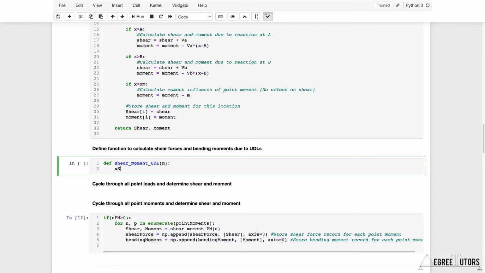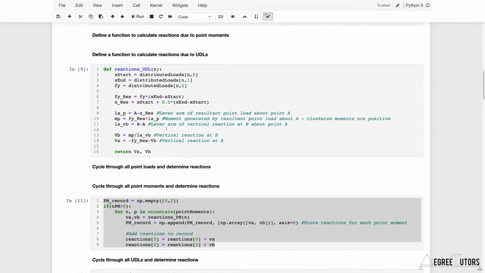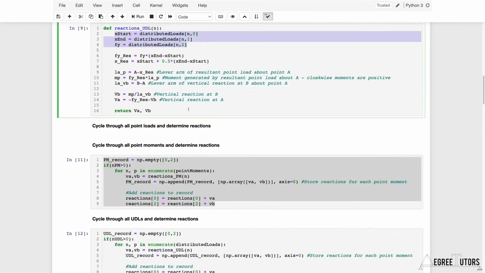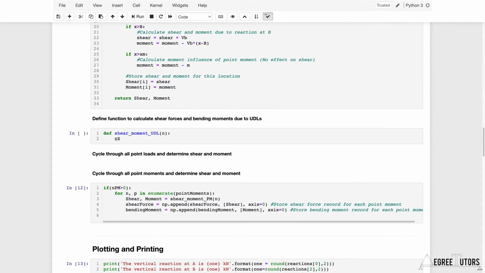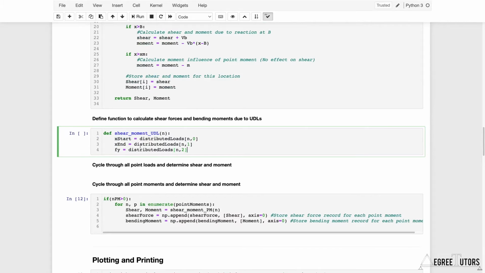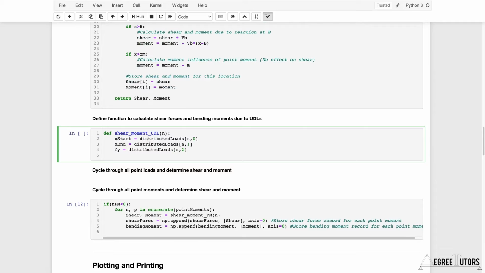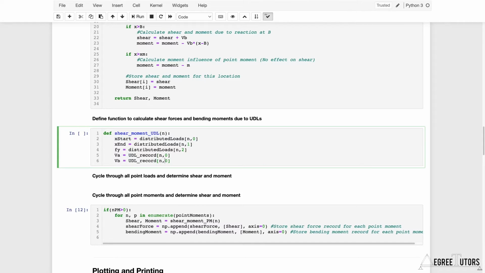Do I have that done already? I think I've done that already, right? Yeah. Okay, so let's extract these guys out. So x start, x end, and fy, and then we want the reactions. VA is going to be UDL_record, and we want n and 0. And let's do the same to get VB. It's going to be n and 1.